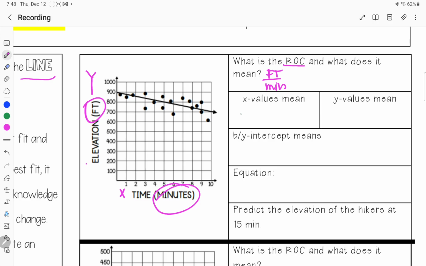All of my x values are minutes. That's what all of my x values represent. All of my y values right here are my elevation. So I'm just going to write feet in elevation. Now, what does my b or my y-intercept represent? This is my y-intercept right here. This is where I'm starting. My graph starts at 900, but that's no longer just a number. What does that 900 actually represent? It represents that I start at 900 feet.